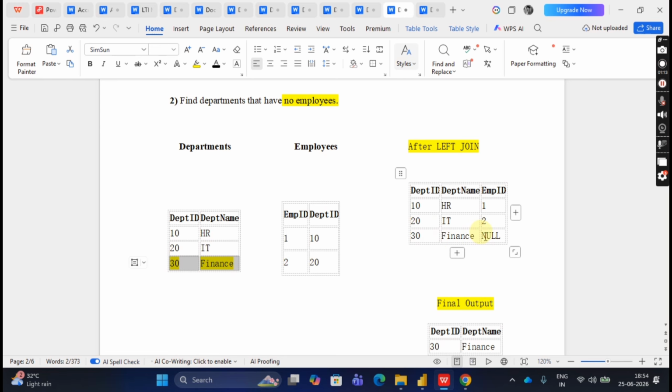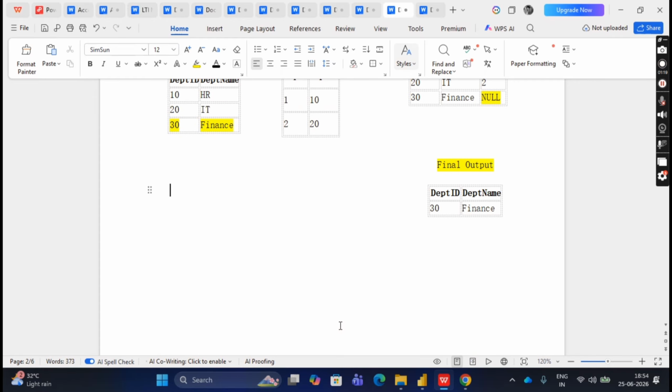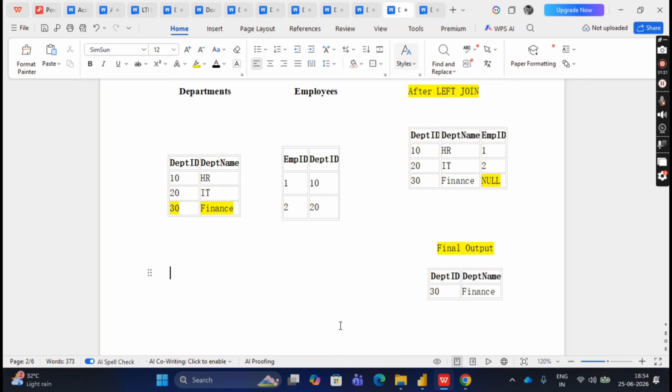Okay, so we get this null value only when we are using left join, because what left join does is show you all the matching values between both the tables as well as the non-matching values from the left table. So in the left table, this non-matching value 30 Finance is showing in the resultant table. Okay, so let us write the code.